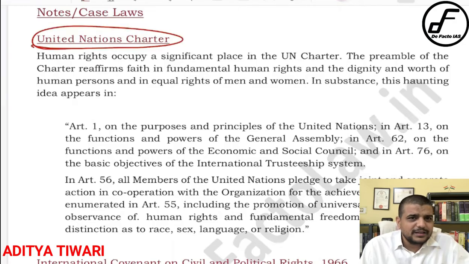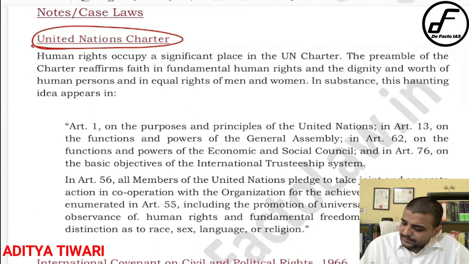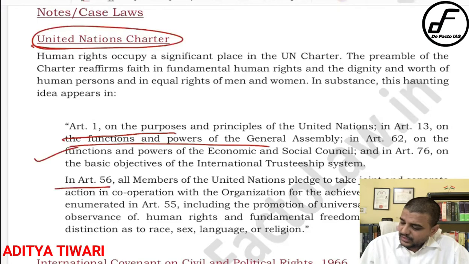if you have to argue that the United Nations Charter is the most important charter, which springs up all the major theories of human rights. Then what you can do is cite Article 1, which proposes the principle, and Article 13, the function or power of the General Assembly, right, and Article 56 actually talks about that we will jointly do whatever we have been told in Article 1.